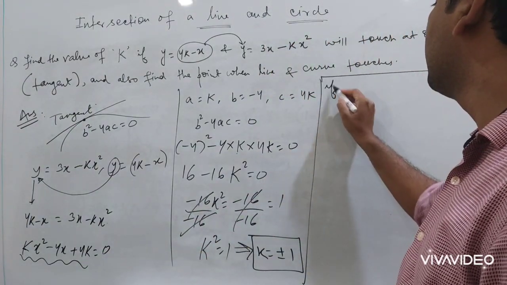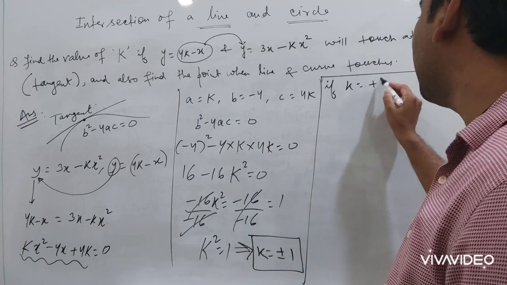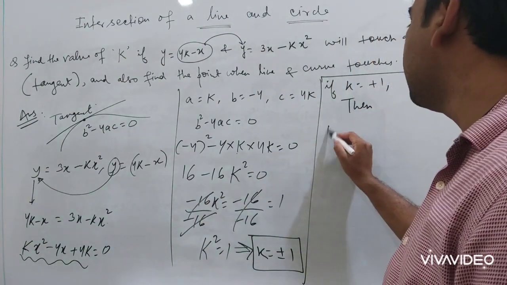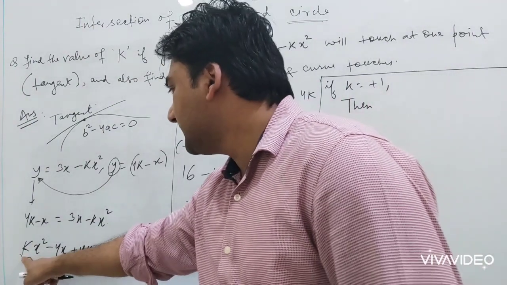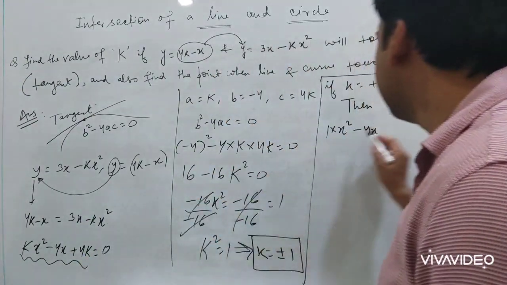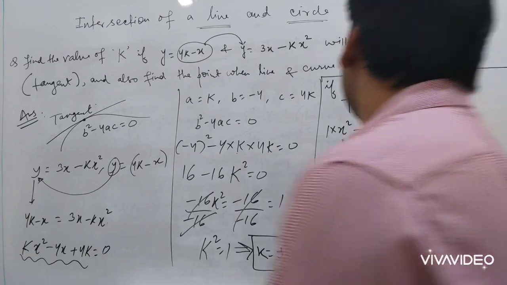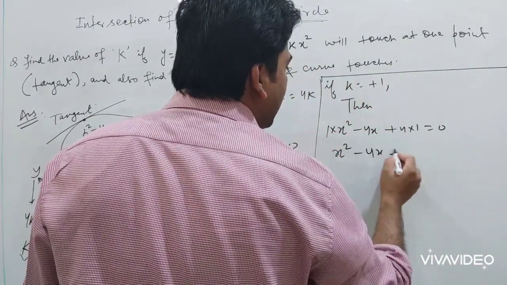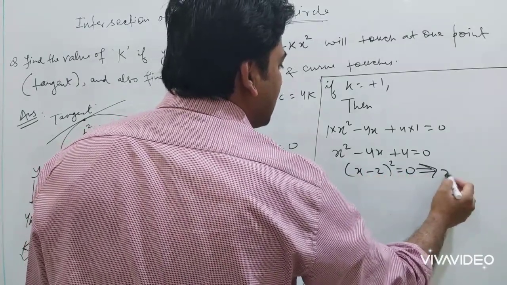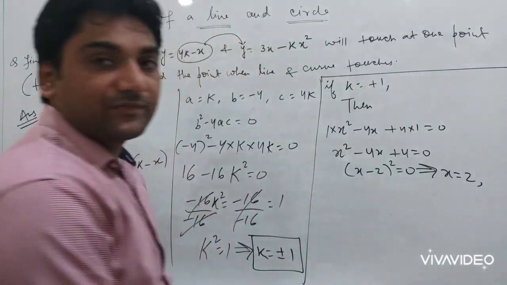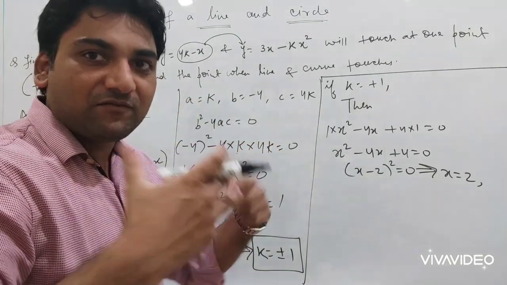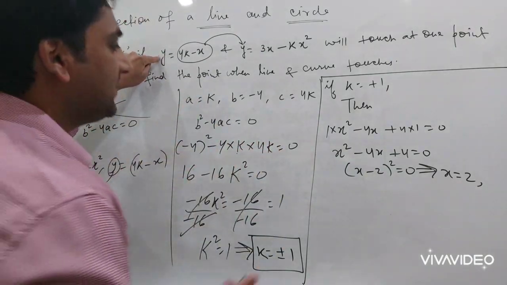So if k equal to plus 1, then our quadratic equation would be 1 times x square, k is 1, minus 4x, and 4 times 1, equal to 0. So I got x square minus 4x plus 4 equal to 0. Guys, this is x minus 2 whole square equal to 0. From here you will get x equal to 2. And when you get x equals 2, you can find y.